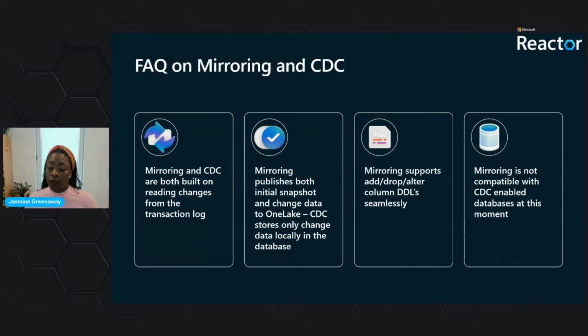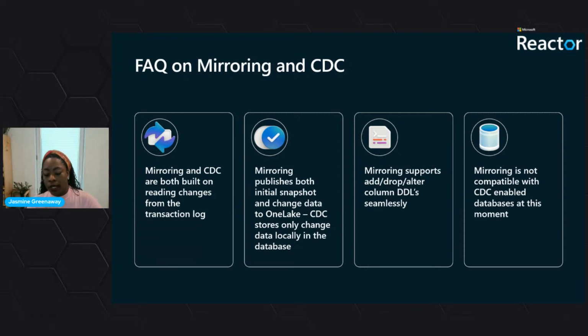Change data capture, of course, as we've kind of went through already, compares or tracks changes to your data, specifically a table. Mirroring publishes a snapshot of the change data, and change data capture only stores the change data locally in the database. So mirroring, snapshot; change data capture only stores changes.